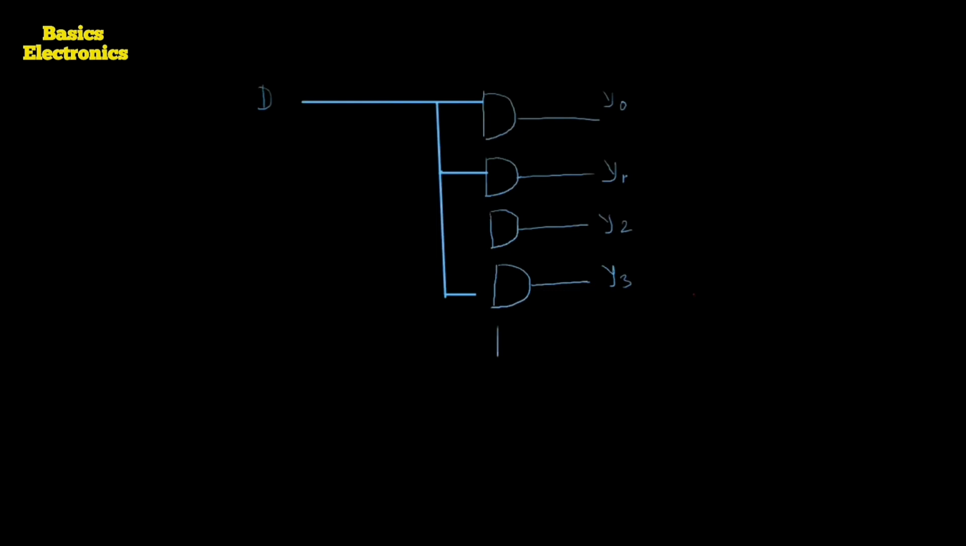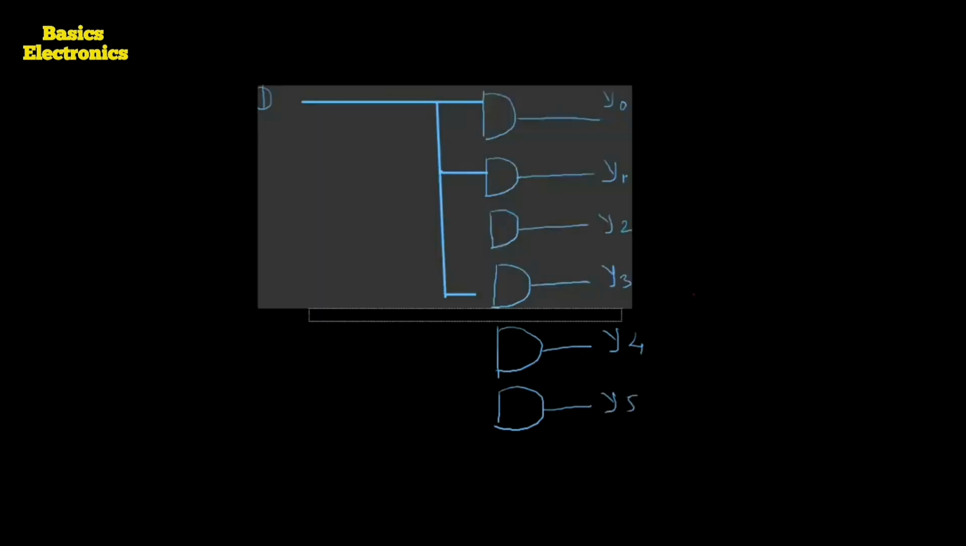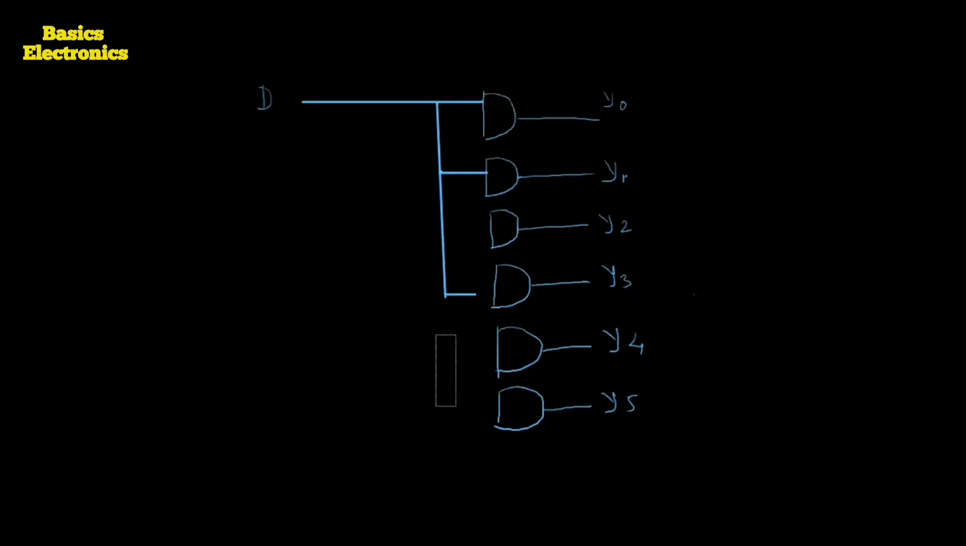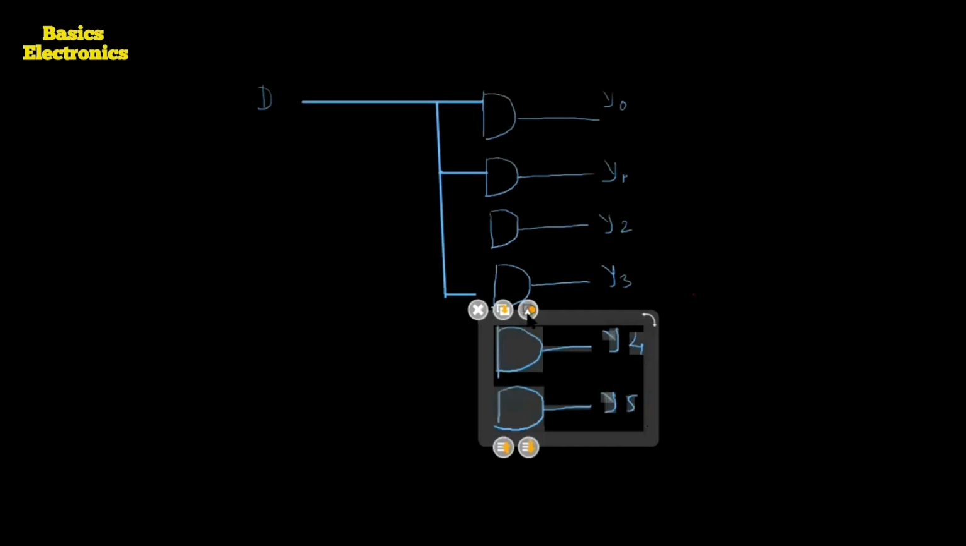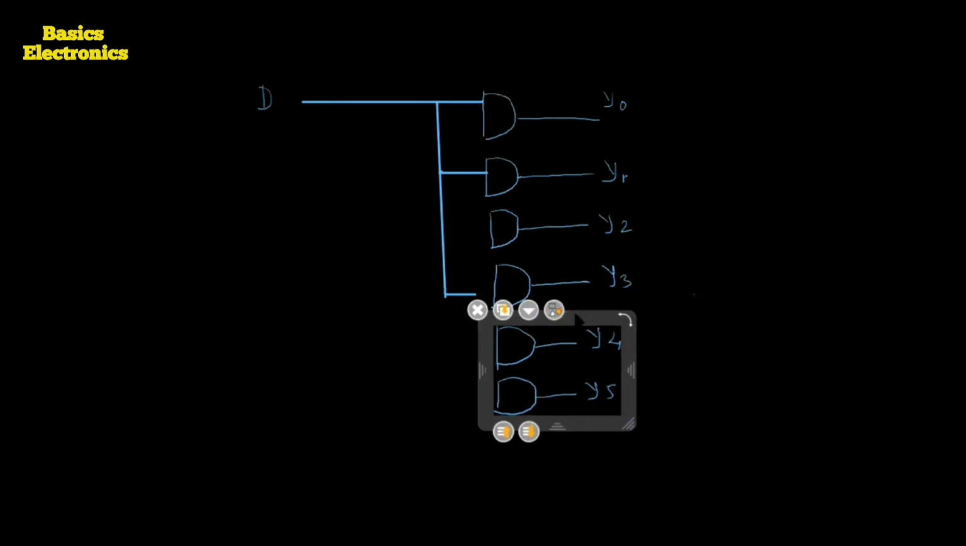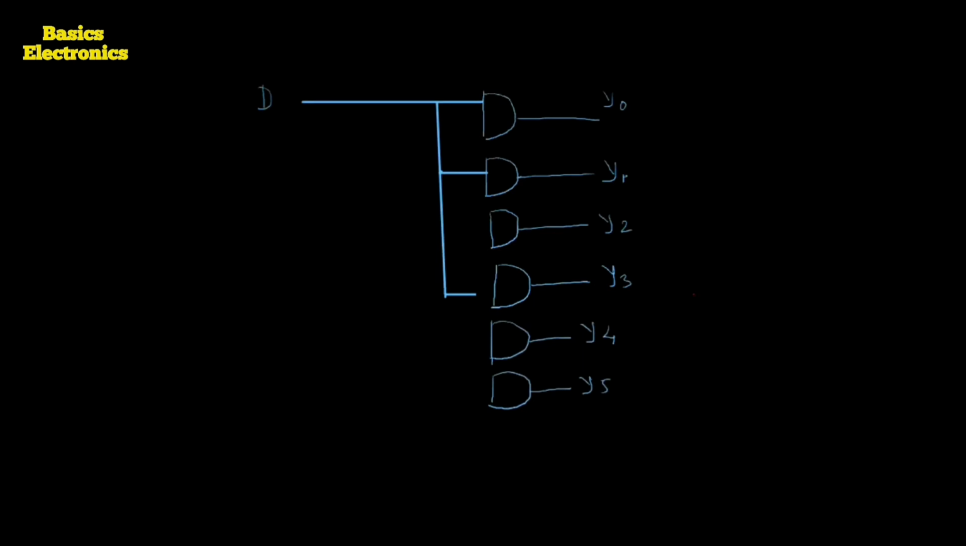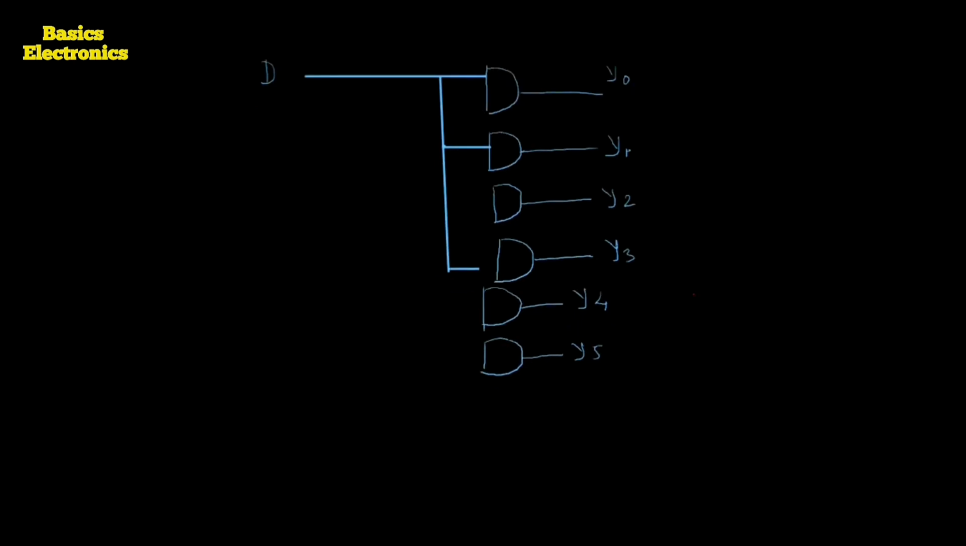So here is the next AND gate, having the output Y4. Then the next one has the output Y5. So here we require 8 AND gates, and I am going to draw all 8. Here is the Y5 output, then the Y6 output. For Y6, one more AND gate is required, and the last one is Y7.